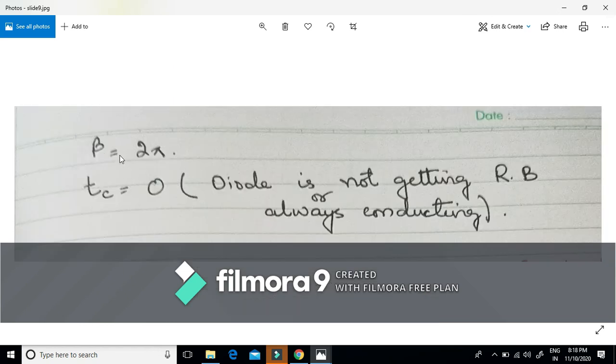Here the extinction angle will be equal to 2 pi, because here the current flows up to angle 2 pi. Since for the circuit turn off time, the diode is not reverse biased, it is always conducting, or we are not getting any reverse biased diode. That's why here the circuit turn off time is equal to 0 in that purely inductive case.